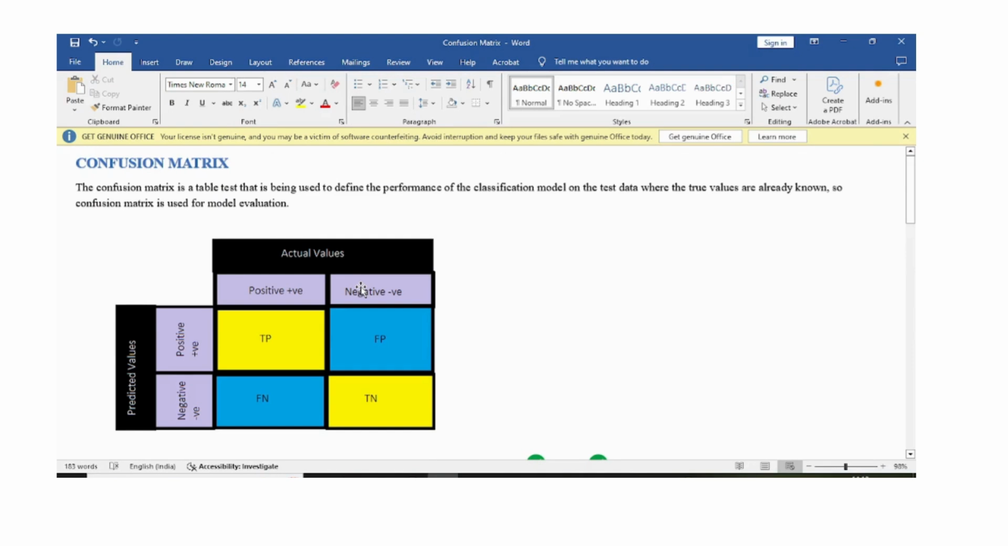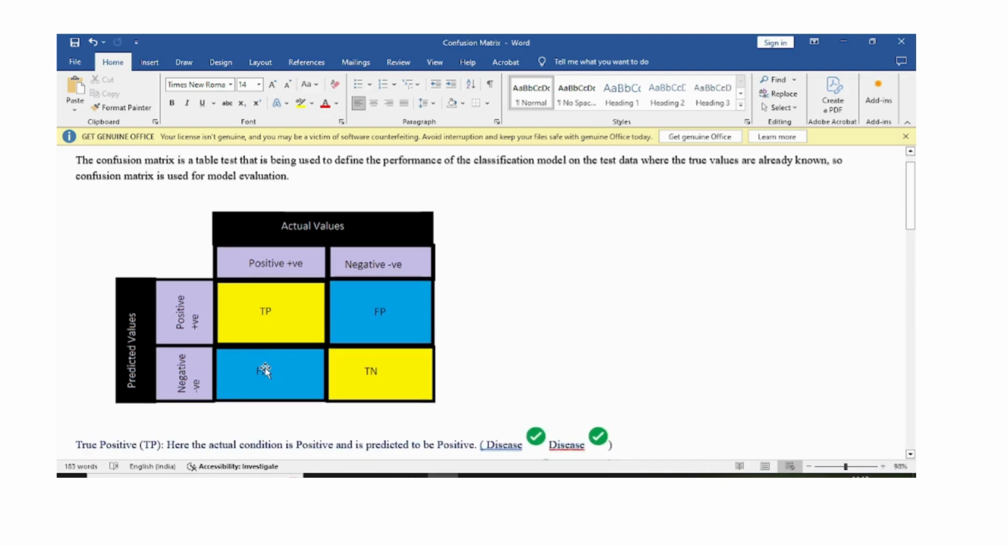Now we are going to study the confusion matrix. The confusion matrix is a table that is used to define the performance of the classification model on the test data where the true values are already known. True value means the actual values. So the confusion matrix is used for model evaluation purposes.